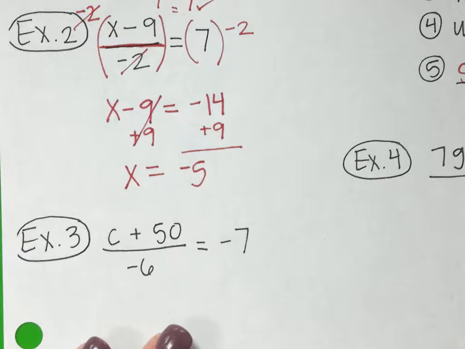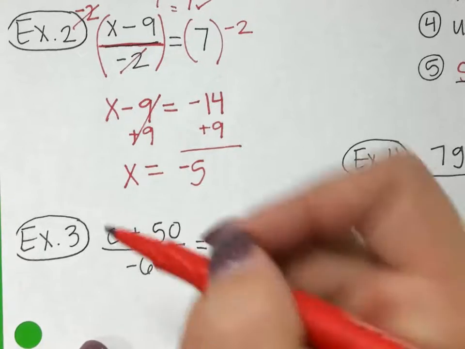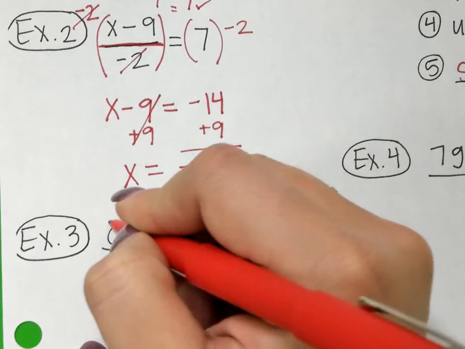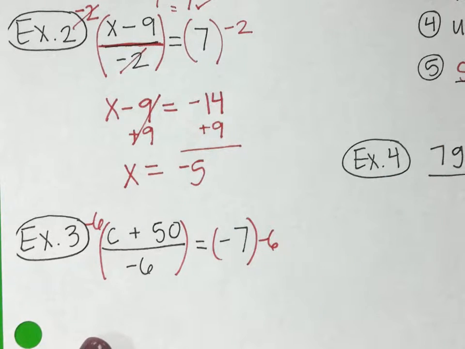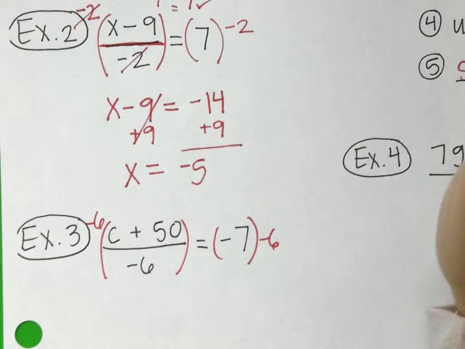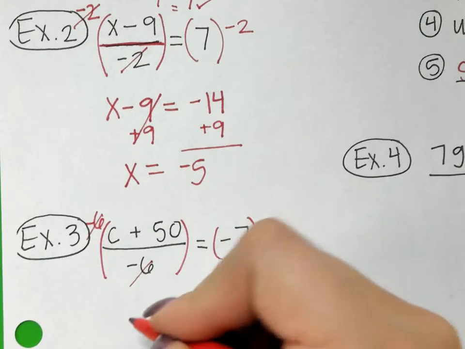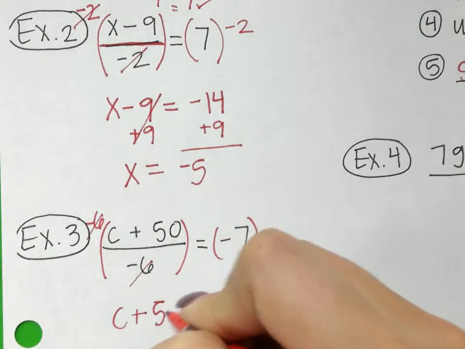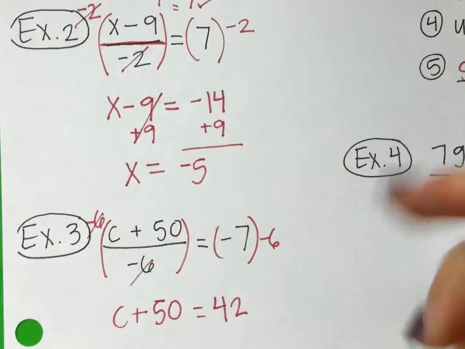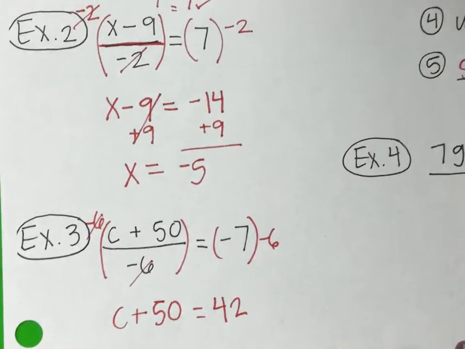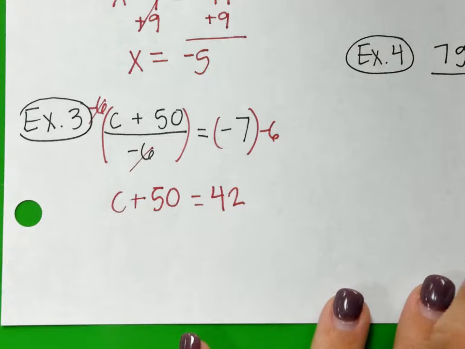What is my very first step? Multiply both sides by negative 6. So when I do that, what do I get on the left-hand side? Both of these cross out, leaving me with c plus 50 equals 42, right? Yep. Oh, sorry. Positive 42, because you're multiplying two negatives, which gives you a positive.